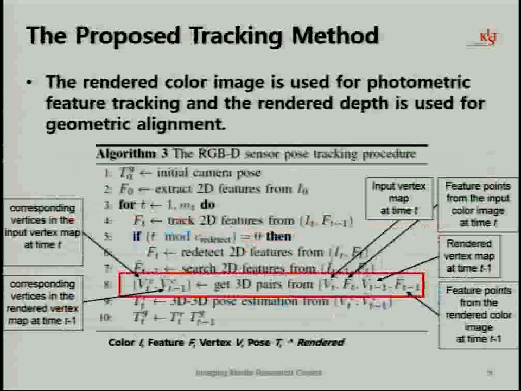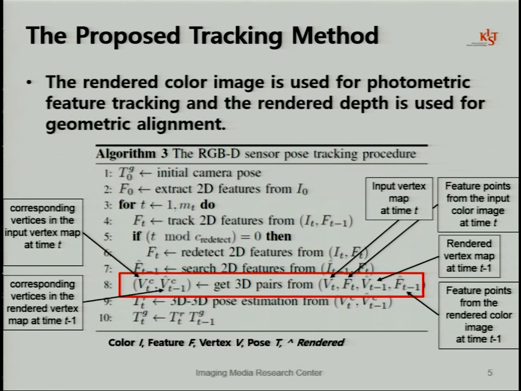In the proposed tracking method, we first find the correspondences of feature points between the input color image of the current frame and the rendered color image of the previous frame, and then find the relative rigid transformation between the current frame and rendered previous frame using the 3D positions of the corresponding point pairs.